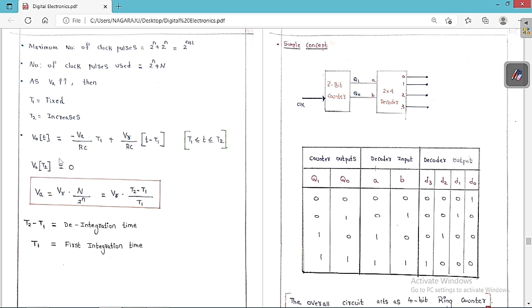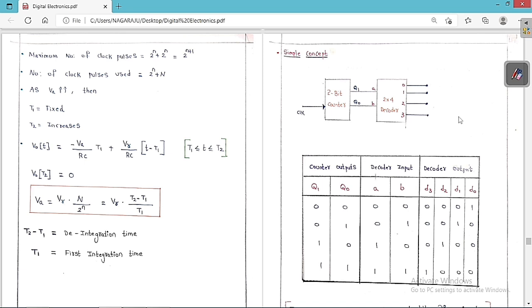So if you substitute here and simplify this, we are going to get VA is equal to VR into (T2 minus T1) by T1, where T2 minus T1 is equal to N into T clock and T1 is equal to 2 to the power of n into T clock. So T clock cancels, and we are going to get VR into N by 2 to the power of n. T2 minus T1 is called the de-integration time and T1 is called the first integration time. These are the things that you always have to keep in your mind.